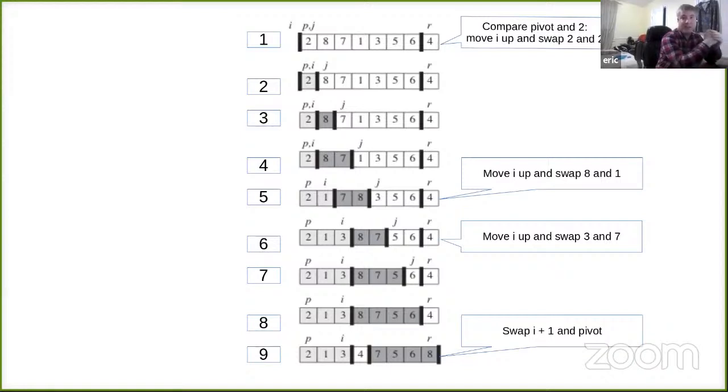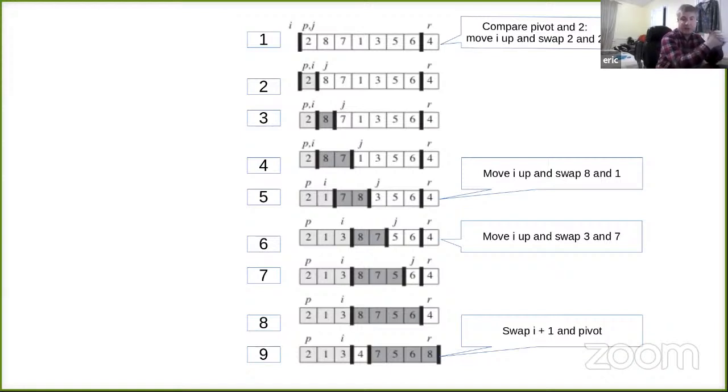So what it's doing here is it's saying, is 2 less than 4? It is. So it's going to increase I, and then it's going to exchange that I and the J. So 2 gets swapped with itself. Then it's going to increase J. 8 is bigger than 4. 7 is bigger than 4. So J keeps increasing until it gets to 1. 1 is less than 4. So it's going to increase that I to where 8 is, and it's going to swap that 1 and that 8. Okay, so now we're at step number 5.